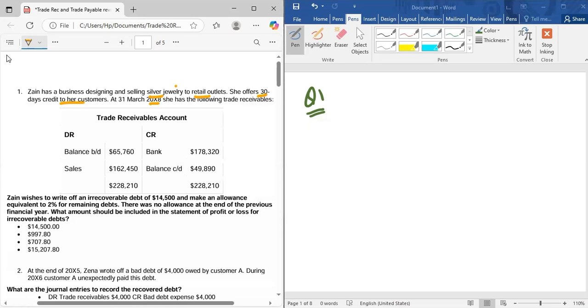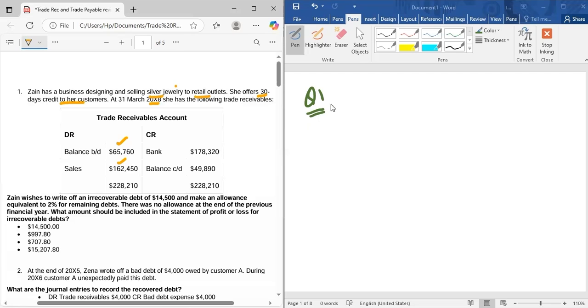So what is happening? This is our account at 31 March, that is at the closing date. So when she started this year, that is on 1 April 20x7, she had opening trade receivables of $65,760. Okay. Then during the year, she must have made some sales, which increased her trade receivables to 1,62,450.